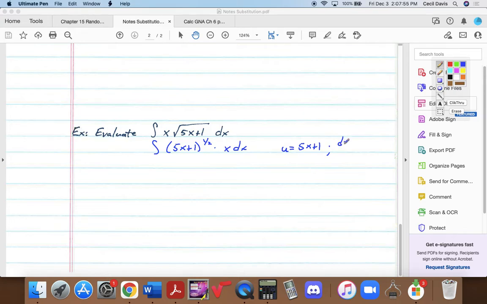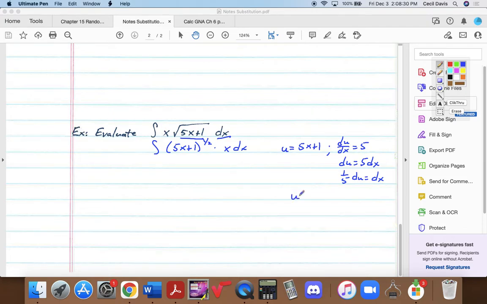Take the derivative with respect to x. du dx then is 5. So du is 5 dx, which means 1/5 du is equal to dx. And everything's still pretty good, except that we've got something to go in dx's place. We've got something to go into the 5x plus 1's place. We don't have anything to go in the x's place yet.